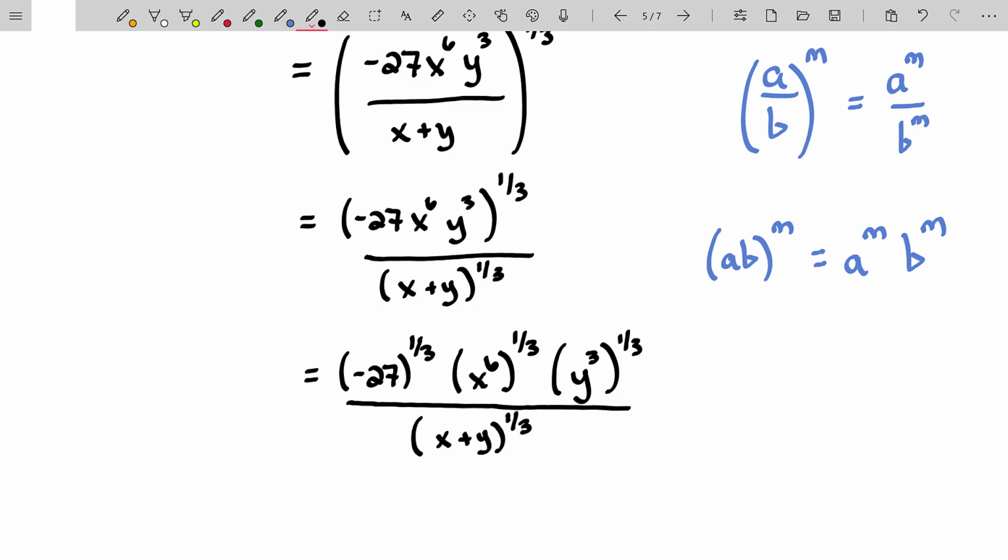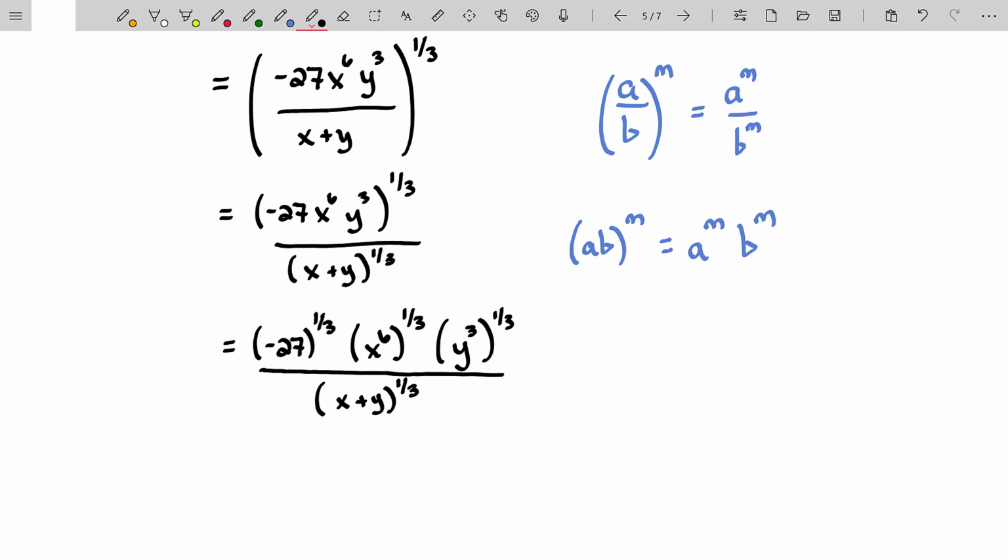Before we continue, I do want to mention something that's critically important. A plus b raised to the nth power is not a to the nth plus b to the nth.